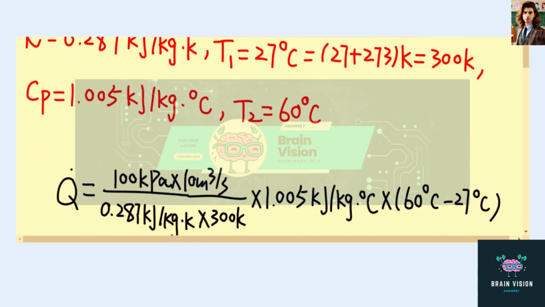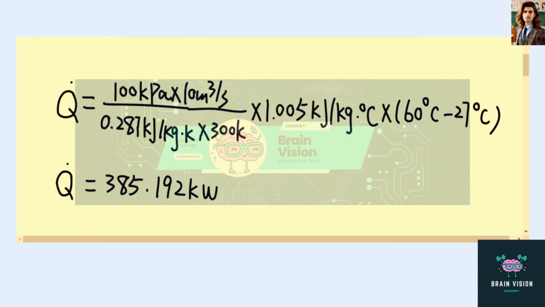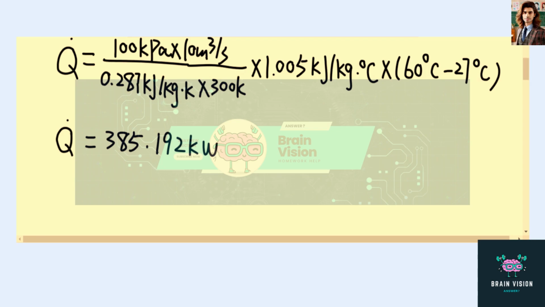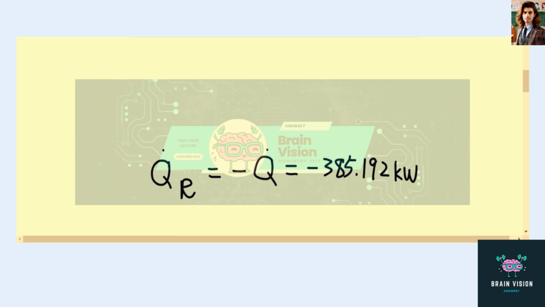Now let's plug into the equation. Eventually, we'll have the rate of heat transfer in the air is 385.192 kilowatts. Since the value is positive, that means the air is gaining heat. If the air is gaining heat, that means the refrigerant 134A must lose heat, since all this is based on the energy conservation law. So we have Q dot R, which is the rate of heat transfer in the refrigerant 134A, equal to negative Q dot, which is equal to negative 385.192 kilowatts.